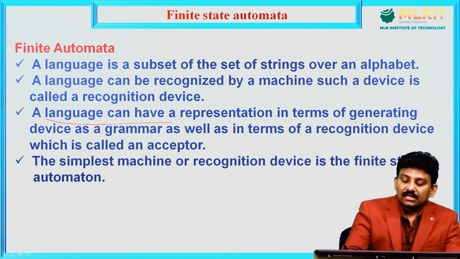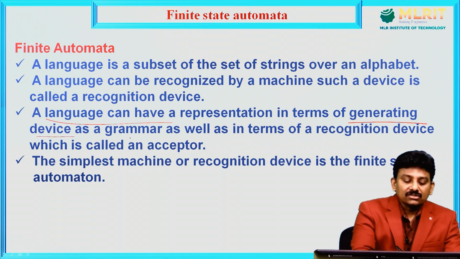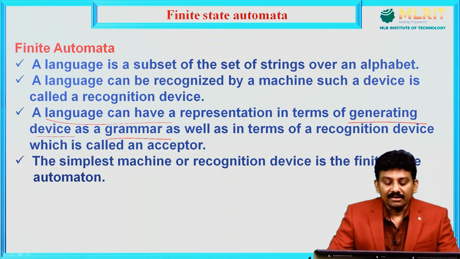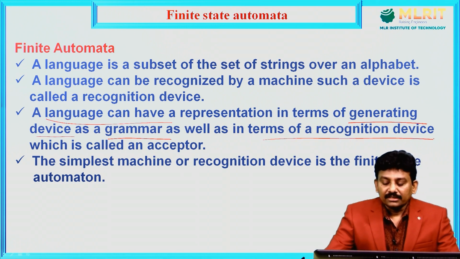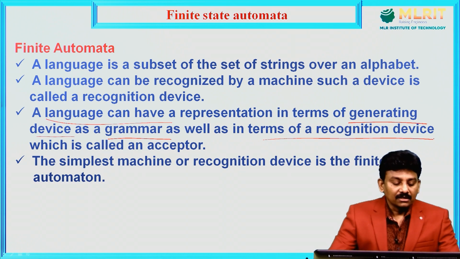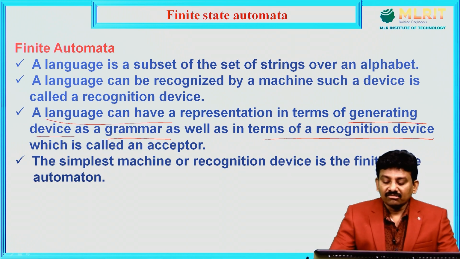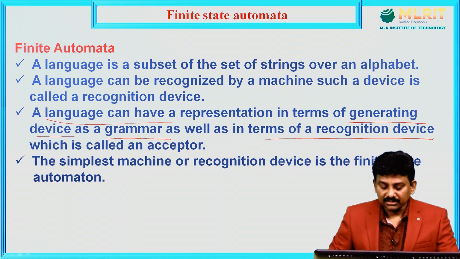That is, as a generating device called a grammar. A grammar can generate a language, and the language can also be represented in terms of a recognition device, which is called an acceptor. That is, a language can be accepted by a machine. The simplest machine or recognition device is the finite state machine or finite state automata.